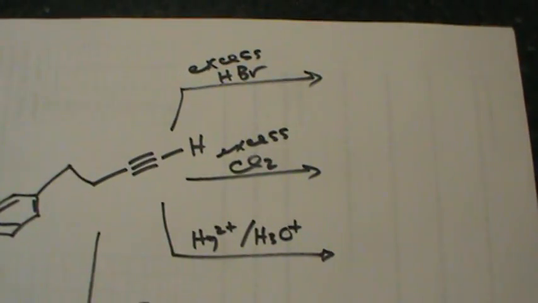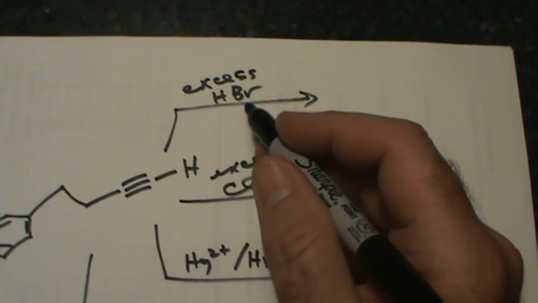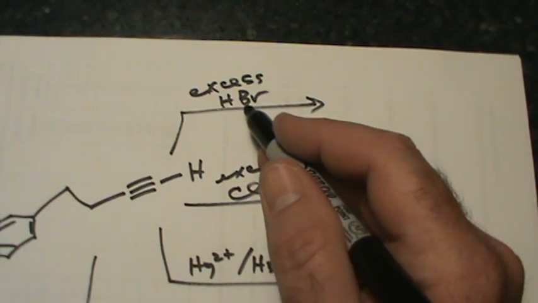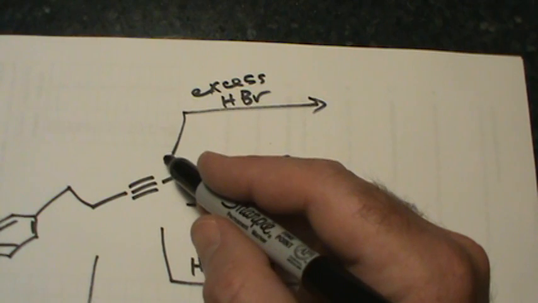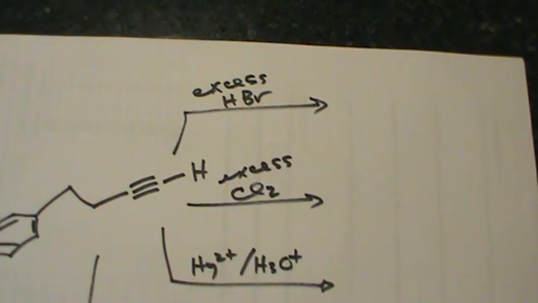This is a classic predict the product type question. 4 different reactions. We've got to show the products in each case. So here we go. What happens under hydrobromination conditions? This is a Markovnikov process. We're going to add hydrogen across the less substituted, bromine across the more substituted carbon.